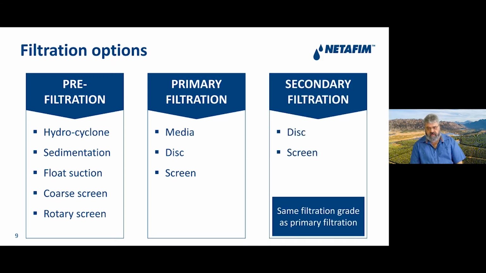Then we have a secondary filter. This is something that we will install after the primary filtration in the field close to a valve or a group of valves, and that is to take care of anything that can accumulate in the pipeline that is small enough to pass through the primary filtration, and then they accumulate and form a group that can create, again, a problem. The important thing with secondary filtration is that the filtration grade must be the same as the primary filtration.